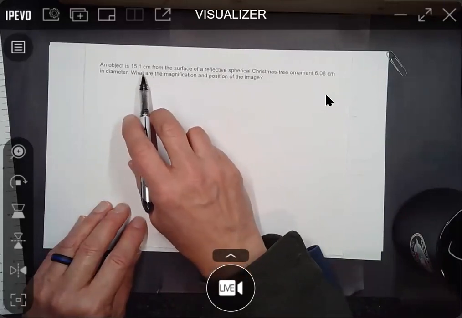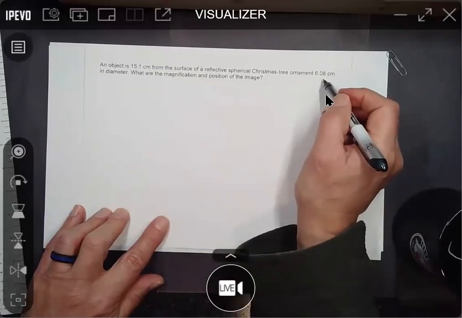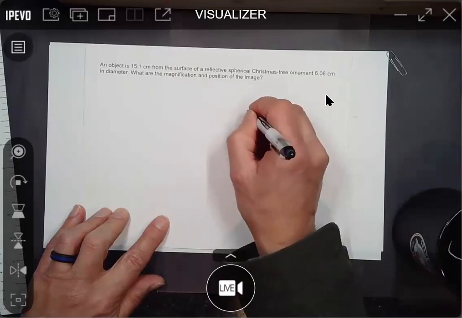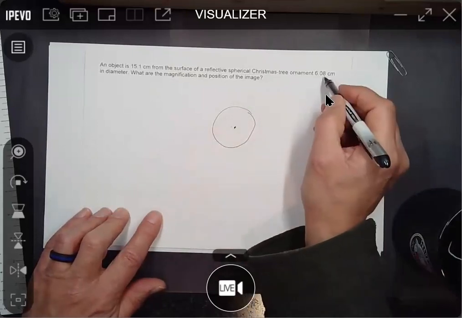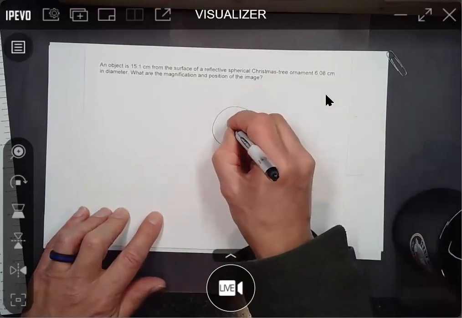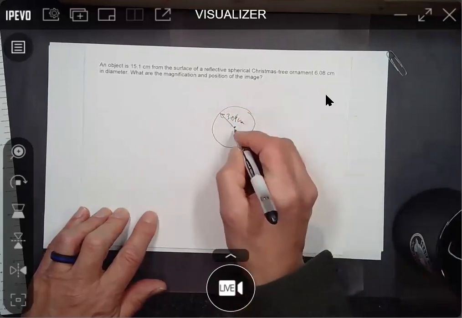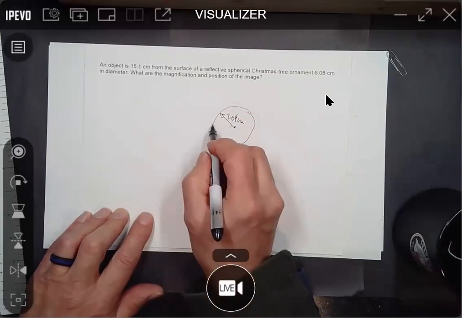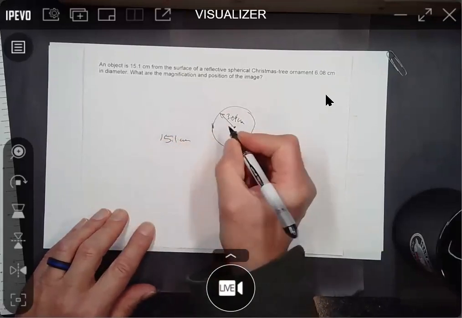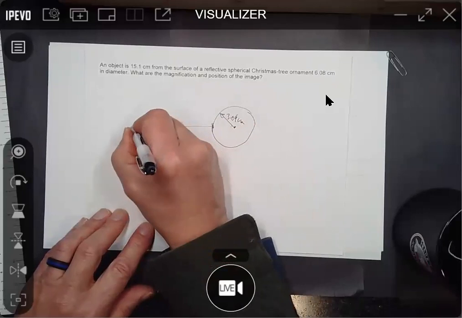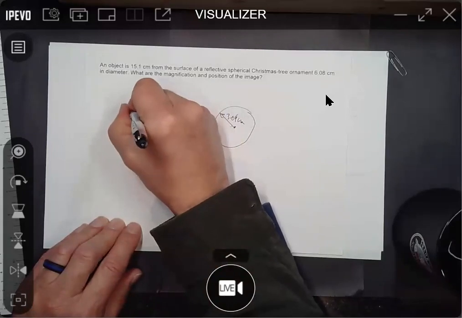We have an object 15.1 centimeters from it. The ornament is 6.08 centimeters in diameter, so that makes the radius of curvature of this thing 3.04 centimeters. And we've got this thing 15.1 centimeters away, whatever it is. Looks like an arrow to me, so that must be what they're talking about. So anyway, here's our object.